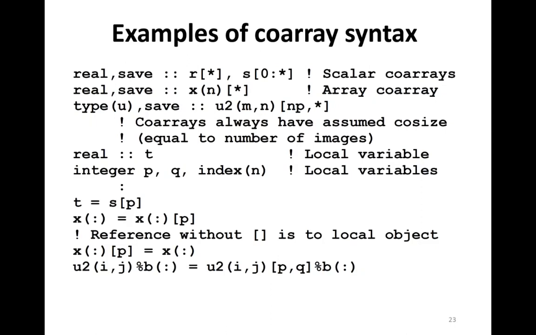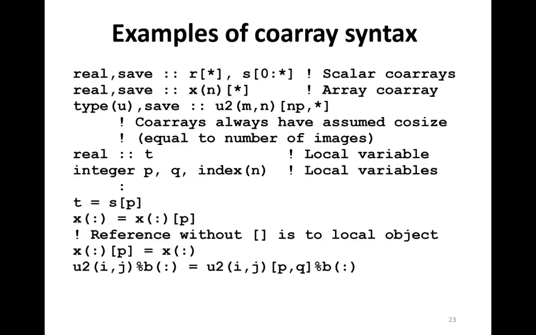Here I'm doing the opposite. I'm taking my section on the current image and copying it to image P. And here's a more complicated example where I'm taking a two-dimensional array, taking a particular element of that, which has an array component, and copying it to the corresponding array component on another image, indexed by P and Q.